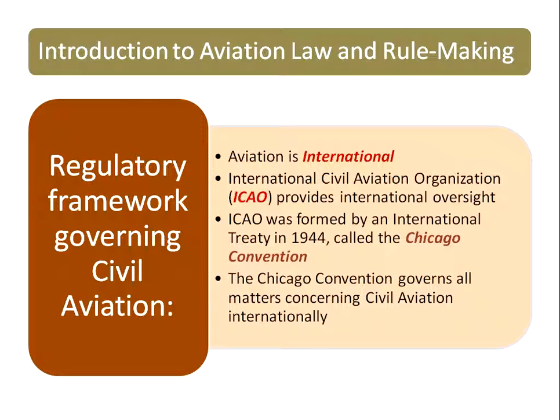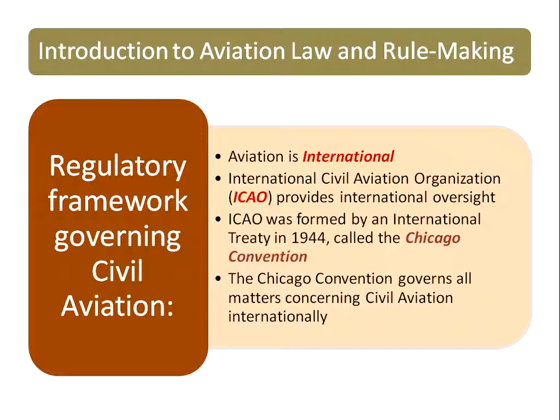Aviation, by its nature, is international, and there is one international organization which regulates and controls aviation all over the world. This is called the International Civil Aviation Organization, ICAO. ICAO was formed by an international treaty in 1944 in Chicago. This treaty is called the Chicago Convention. The Chicago Convention governs all matters that concern the operation of civil aviation across all countries in the world.